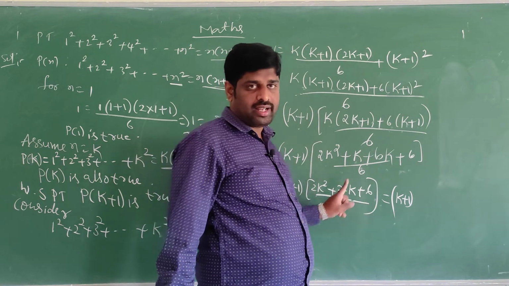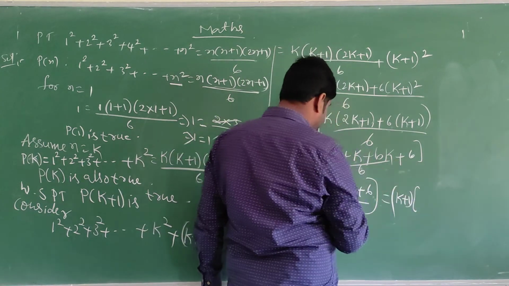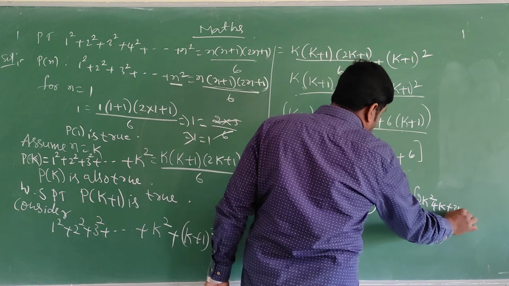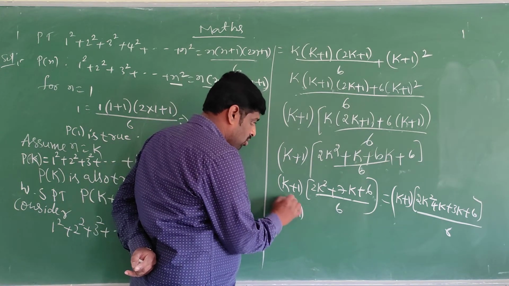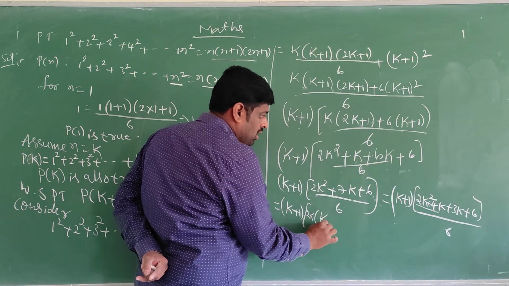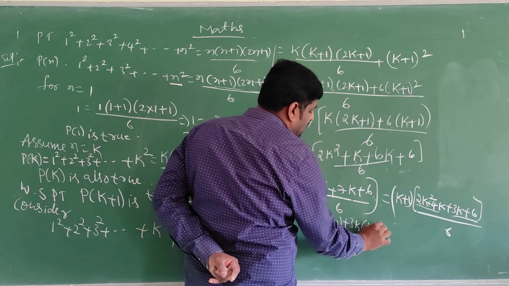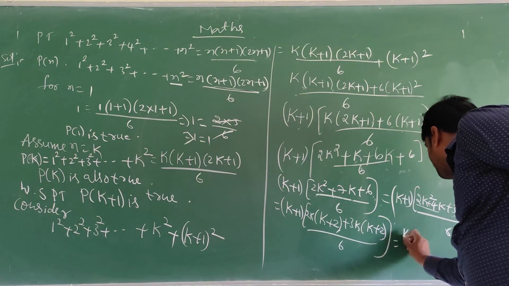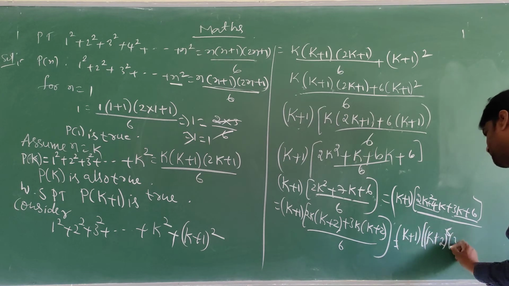2 6 are 12, okay, 12k square can be written as 3k plus 4k, that is 2k square as it is, 7k can be written as 4k plus 3k, plus 6 divided by 6. That is k plus 1 into, in these two terms 2k is common, 2k into k plus 2, here in these two 3k is common, 3k into k plus 2, divided by 6, that is k plus 1 into k plus 2 into 2k plus 3 divided by 6.